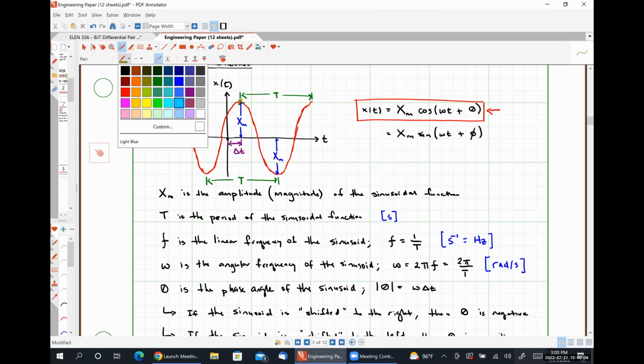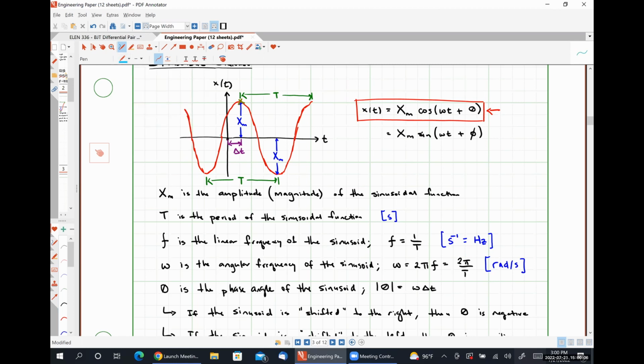And I would expect that my sine function would be 0 and increasing at t equals 0, but instead it is 0 and increasing at a negative value of time, or before t equals 0, and therefore my phase angle phi must be positive in this case.